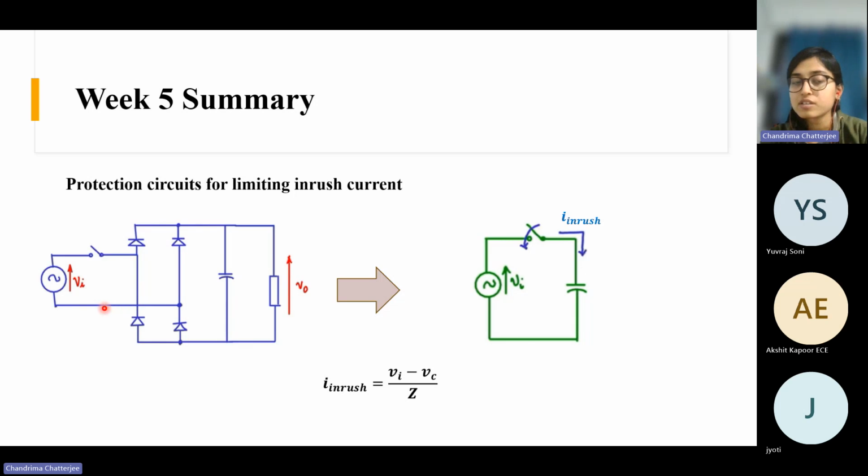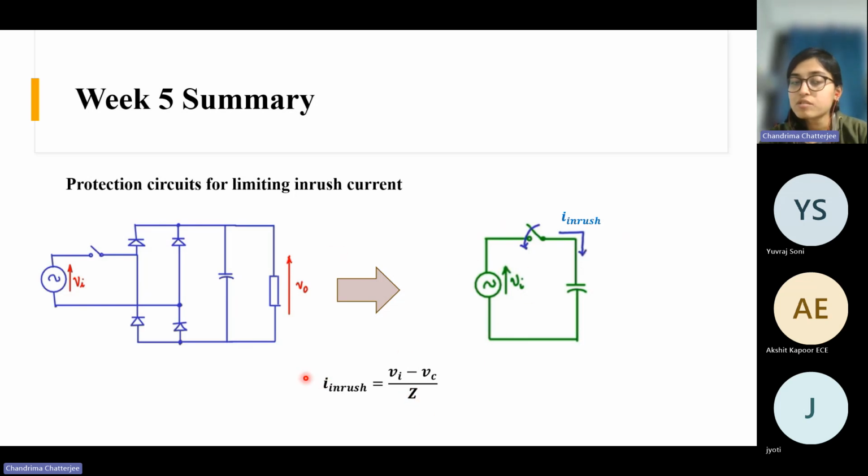the diodes will act as closed switches. I have not shown the diodes. So the equivalent circuit is one AC voltage source in parallel with a capacitor. Initially there is no voltage because there is no stored charge in the capacitor. So initially it will draw a huge amount of current. What will be that current? The initial current will be Vi, the source voltage, minus Vc, which is initially 0, divided by Z, where Z is the impedance of the circuit.